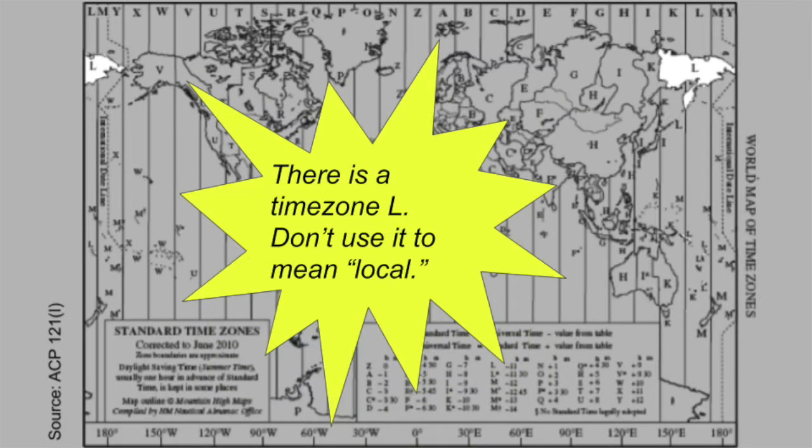L is a time zone as defined in ACP 121. It's just to the west of Alaska. Do not use L in this format. It does not mean local. If you are using that, then you are very, very far east, in Russia, or maybe you are in one of the islands just south of there.